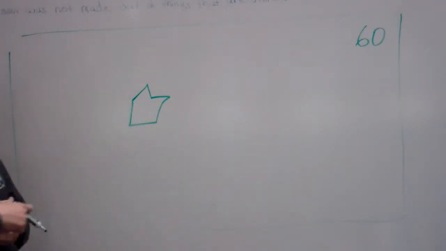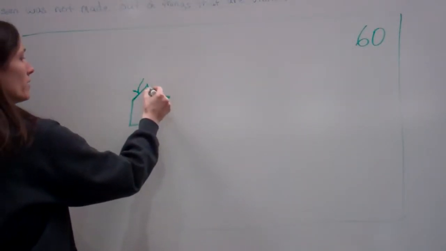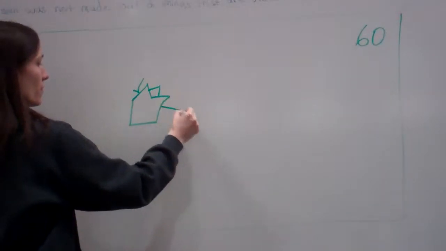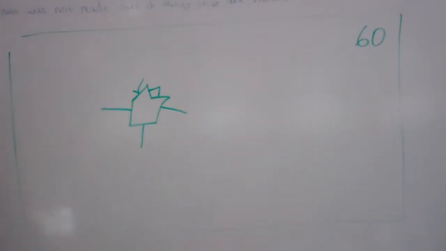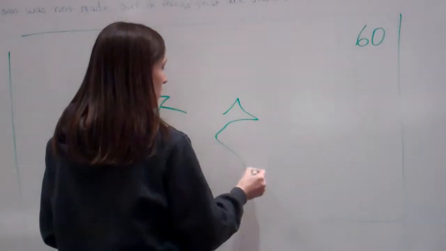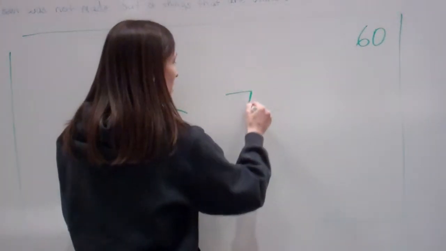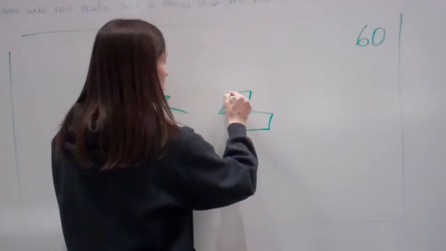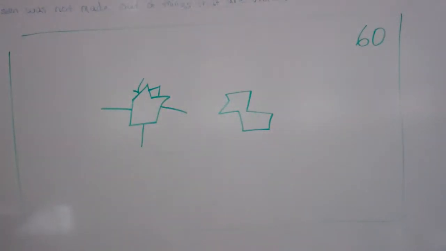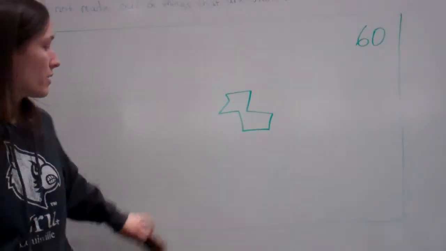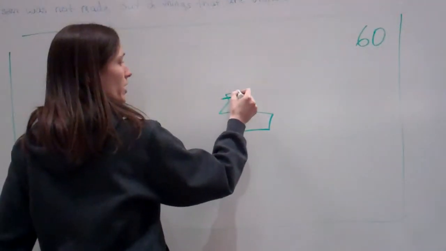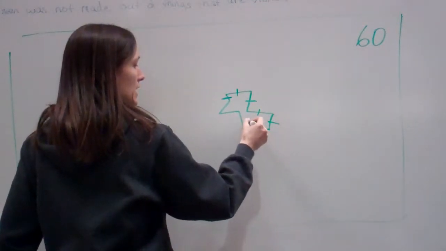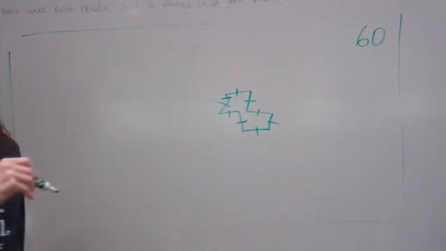So a polygon. How many sides does that shape have? 6. Let's count. 1, 2, 3, 4, 5, 6. So this would be a hexagon, okay? Because it has 6 sides. I can do anything. It has to have lines that are straight, okay? But that's a polygon, any shape that is closed in. So it has 1, 2, 3, 4, 5, 6, 7, 8, 9 sides.